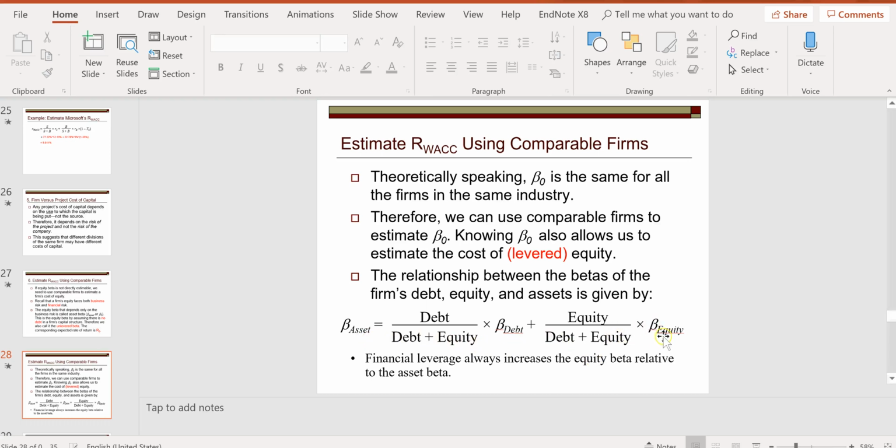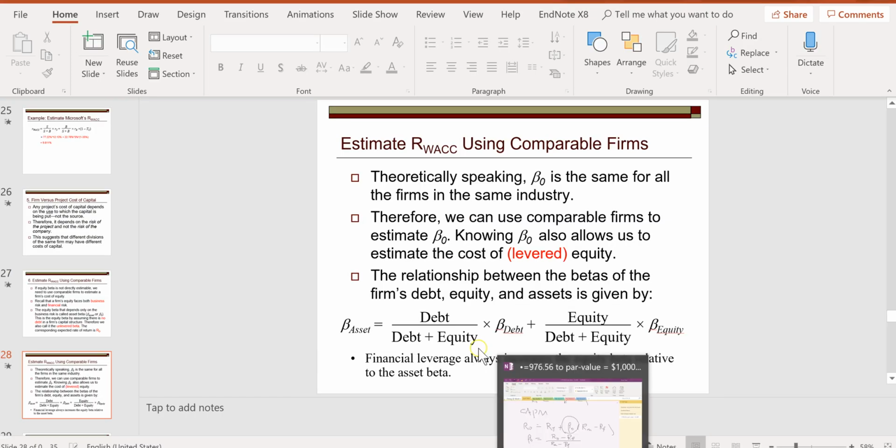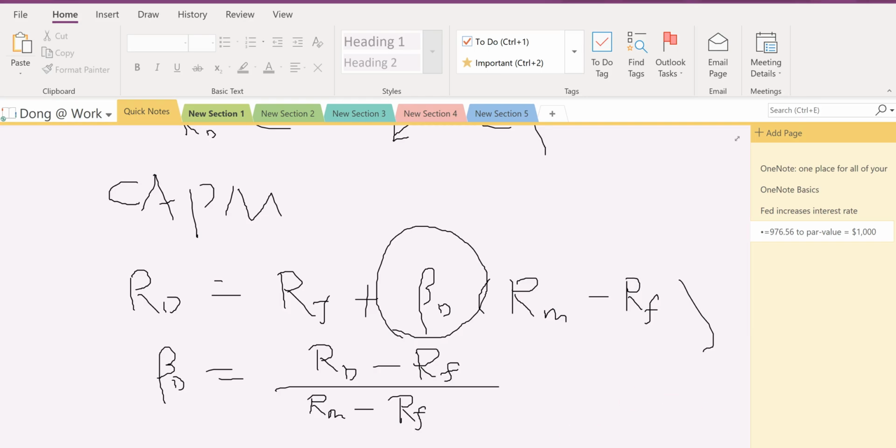So how can we solve this beta equity? We can just move this whole chunk to the other side. So the right-hand side will simply become the equity value ratio times the equity beta. And then we can divide both sides by this equity value ratio, then we can solve out this equity beta. So that's the step we can do. Let me write down more steps so you can understand this more clearly.